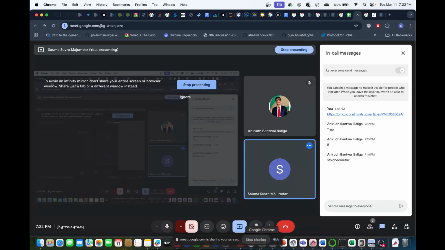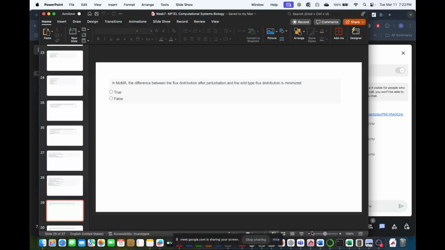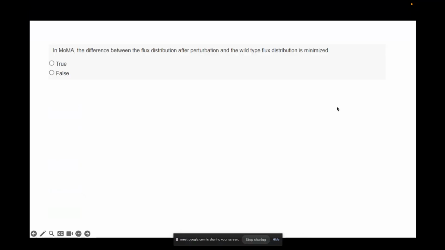No, you're not writing answers. Okay. Yeah, it's true. That is the whole idea. The Euclidean distance is basically the distance between the wild type flux and the knockout flux, and you are trying to minimize that. So that is what MoMA is all about. So this is true.